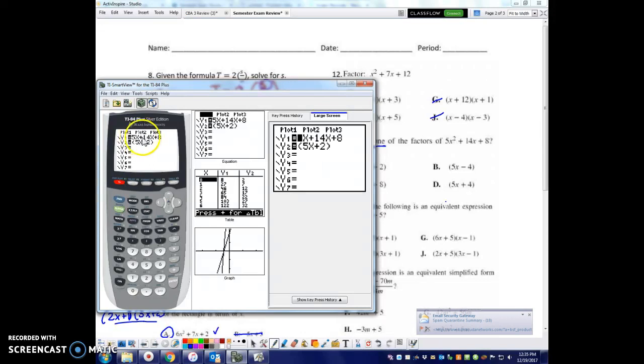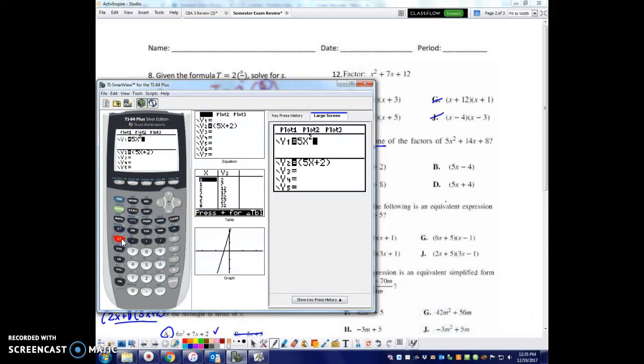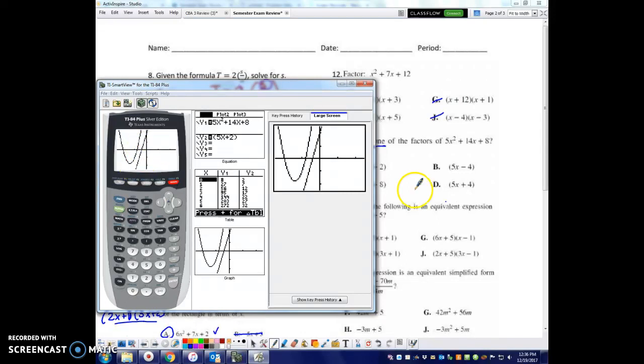Oh, I forgot to put 5x squared. Sorry, let's try that again. 5x squared plus 14x plus 8. Now let's graph. Here we go. So that one does not cross through at the x-intercept. Okay, so that one's a no.